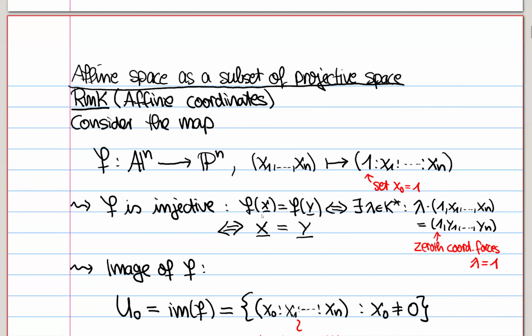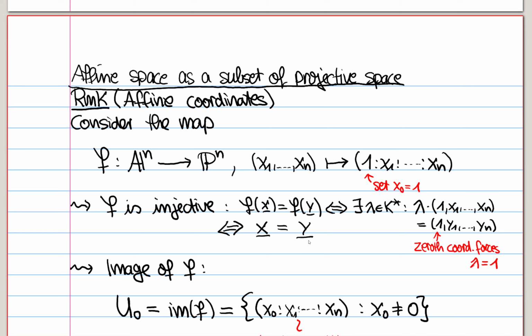And to check this, if you have f of x equal f of y, then by definition, there's a scalar lambda inside k star such that lambda times this vector here, so (1, x1, up to xn), is (1, y1, up to yn). And if you look at this equality, the first component tells you lambda is equal to 1. And then, once you know this, comparing the remaining coordinates tells you each xi is equal to each yi, and so x is equal to y. So indeed, it's an injective map of sets.